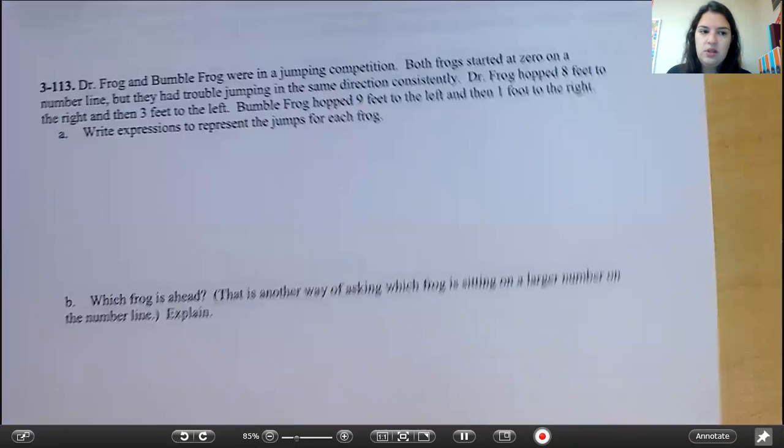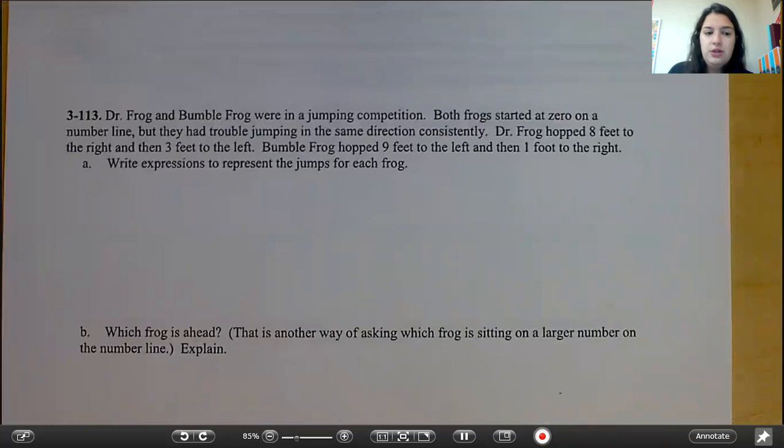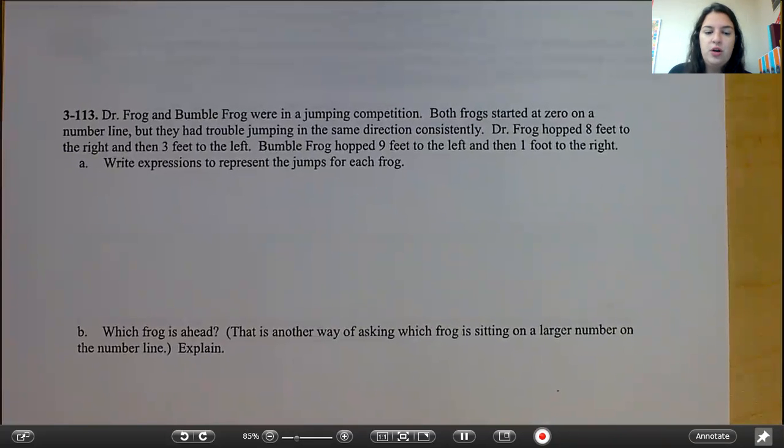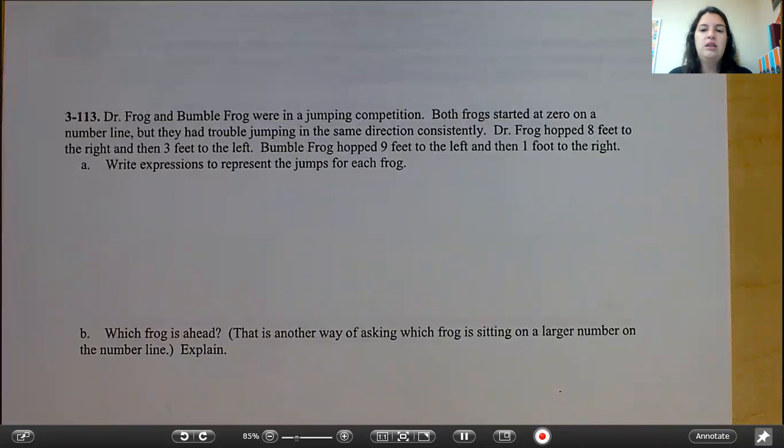Flipping over to 3-13. 3-13 says, Dr. Frog and Bumblefrog were in a jumping competition. Both frogs started at 0 on a number line, but they had trouble jumping in the same direction consistently. Dr. Frog hopped 8 feet to the right and then 3 feet to the left. Bumblefrog hopped 9 feet to the left and 1 foot to the right. Part A says, write expressions to represent the jumps for each frog. So I'm going to have you go ahead and answer part A. Pause the video.